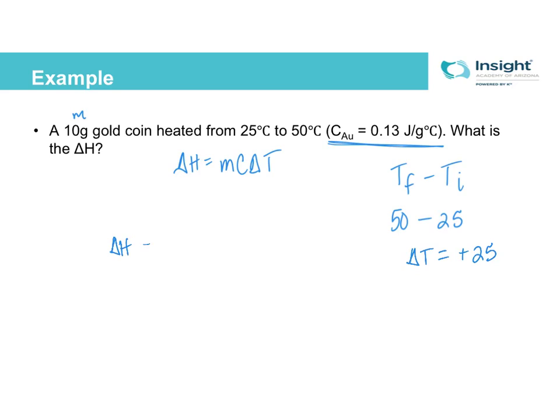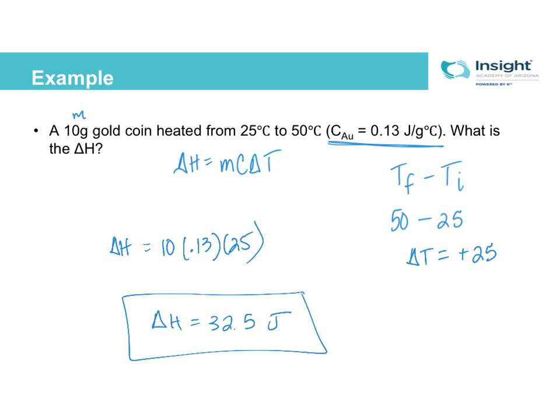So our delta H is going to be equal to 10 times 0.13 times 25, which is equal to 32.5 joules. All right, we've dealt with this equation before. We are just able to apply it to a new situation, solving for enthalpy.